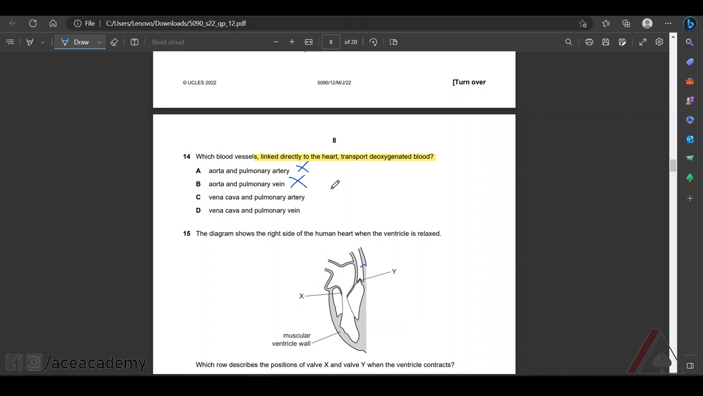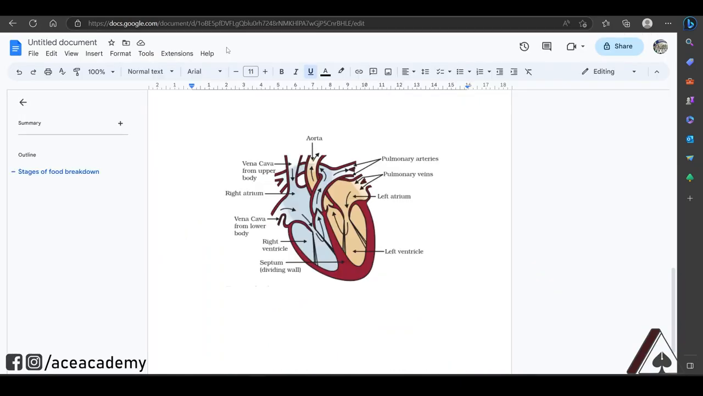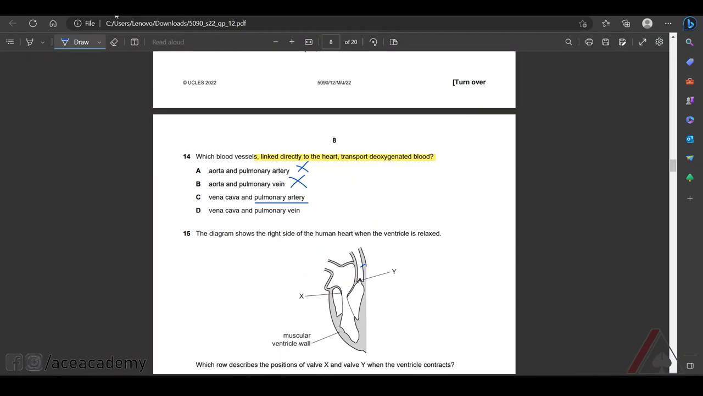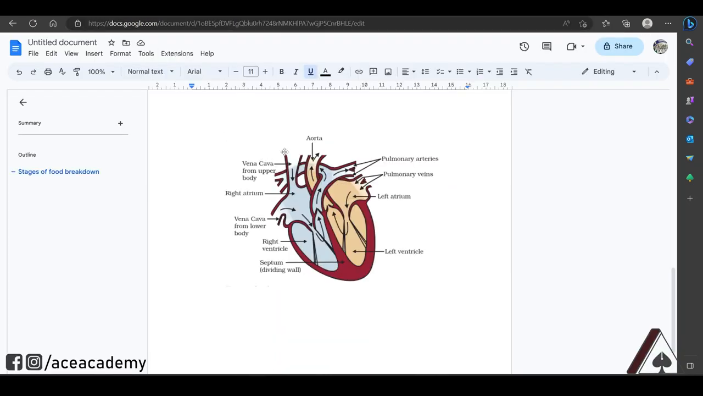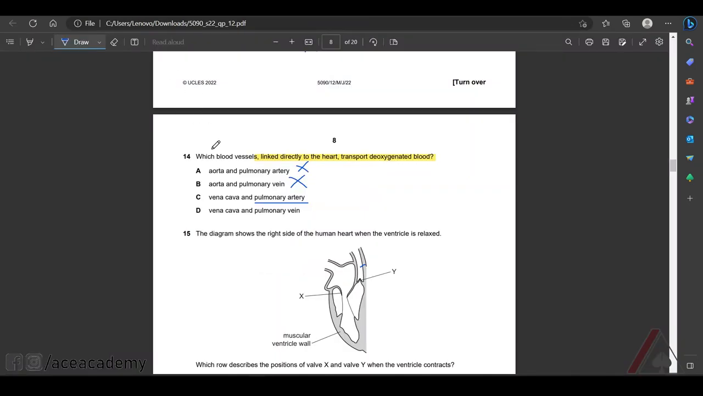Option C says vena cava and pulmonary artery. We have already seen that the pulmonary artery is in the blue, so it contains deoxygenated blood. What else? The vena cava. Yes, the vena cava is also in the blue region, so they both carry deoxygenated blood. C is probably our answer.